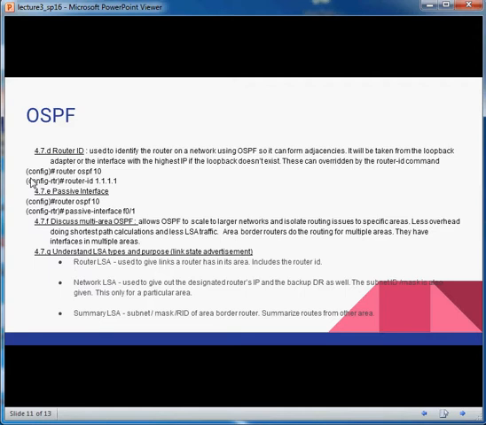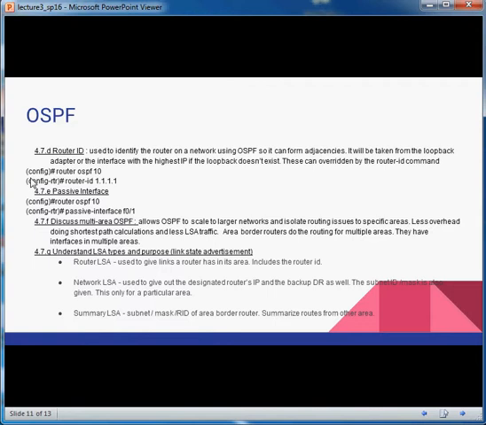When you have multiple areas, where they meet, the area border routers are going to be doing more of the route summarization, so that the areas don't need to know all the gory details. That's where the summarization comes into play. They simplify the network traffic and lessen it, so there's not as much saturation with link state advertisements.